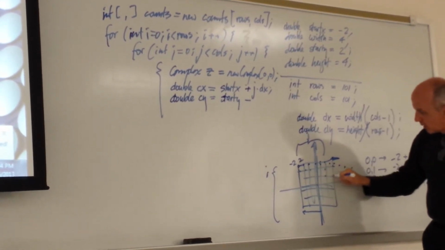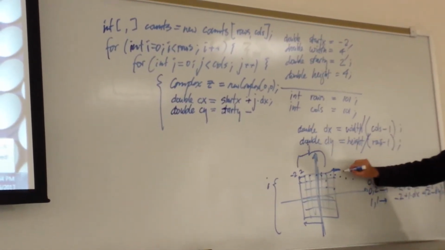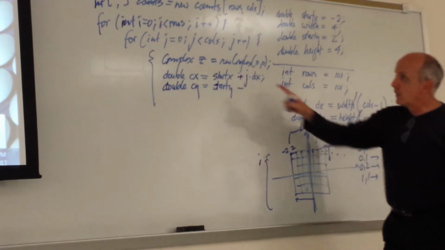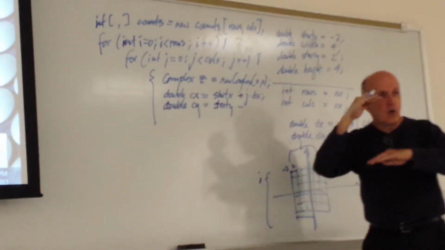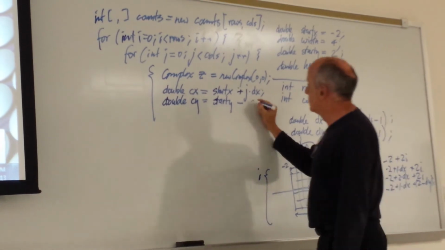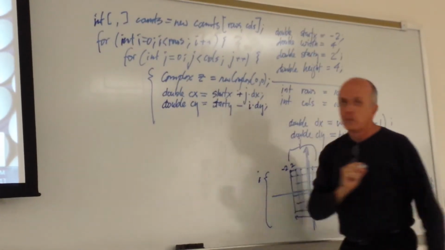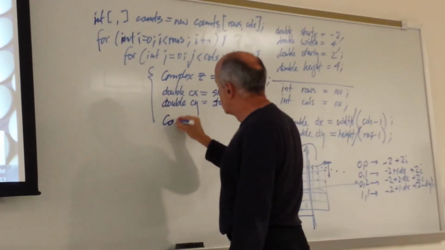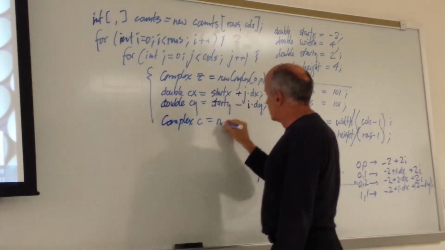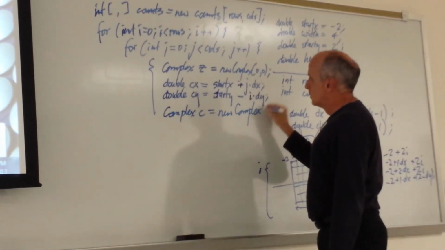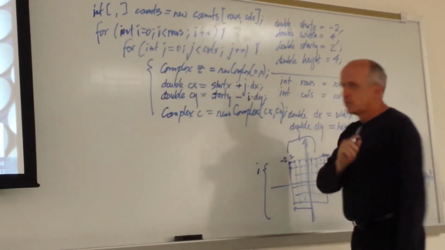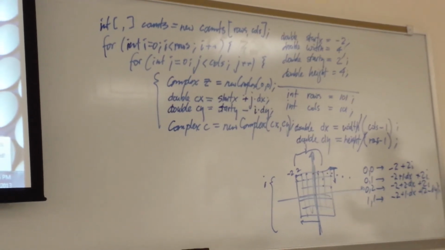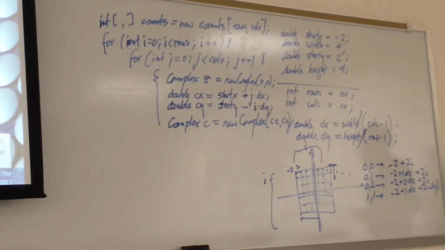For all of these points, for the y value of that point, I want to know how many rows down into the grid I've gone. Well, that's i. i counts the rows. How tall is each row? dy. So that's the complex number. Now I can create it. We figured out which complex number it is by just counting rows and columns: how far away from the starting point is that row and column?